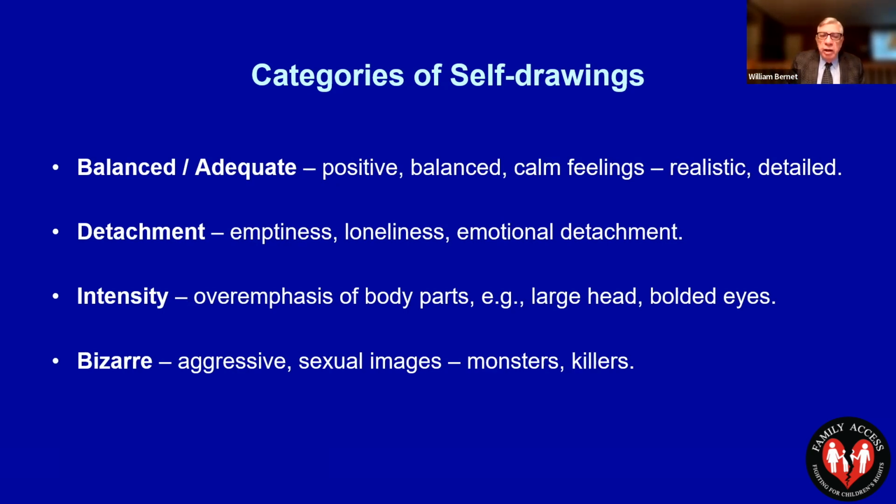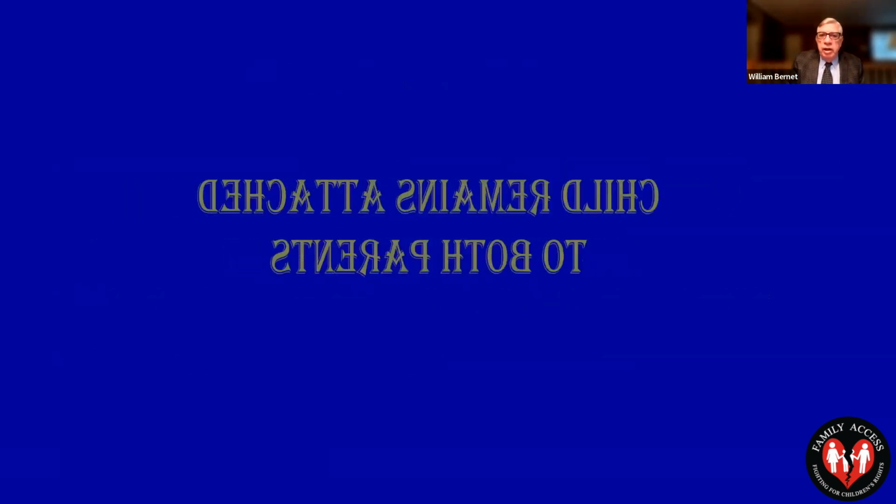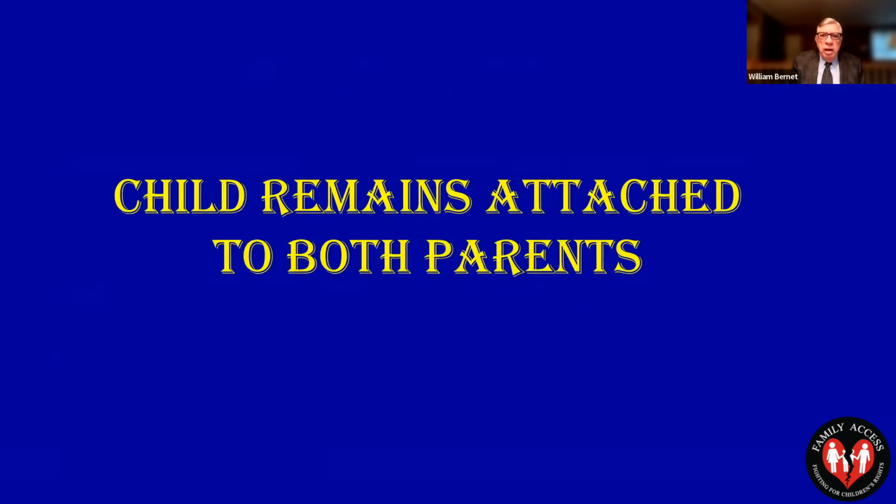So let's go on to the next category. I haven't gotten to the alienated children yet, but I'm working my way up to that. So the best situation when parents split up is that the child remains attached to both parents. In other words, parents might disagree, but the child says, well, I'm still going to get along with mom and I'm still going to get along with dad, and we'll hope for the best in the future. And that, of course, is the best outcome. That's what we hope for. And I'm going to show you a couple of examples that illustrate this.